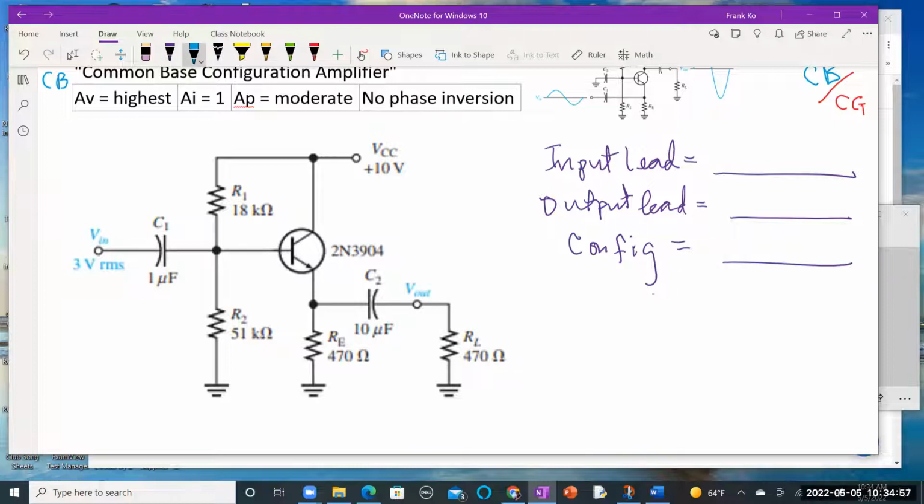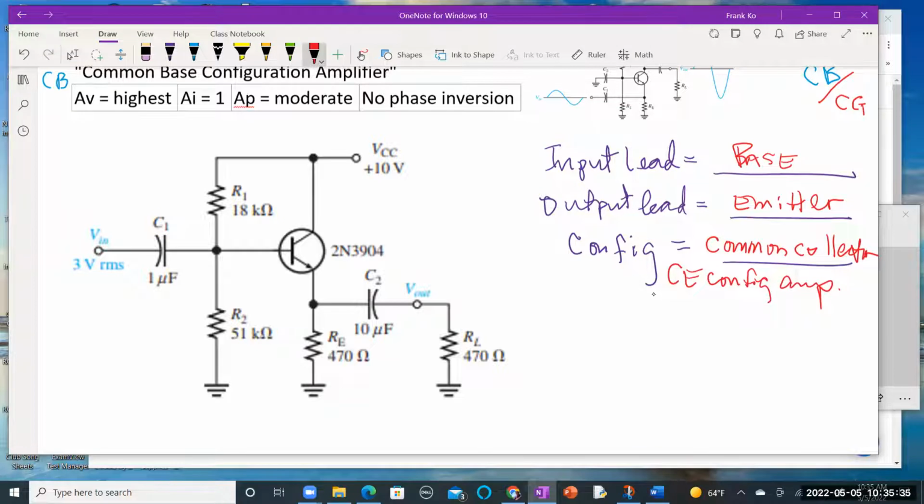The input lead is the base. Clearly, good job. Okay, base. The output lead is the emitter. Emitter, good job. And the config is the collector. Common collector. Oh, common collector. Yeah, the leftover lead is collector, you're right, but we have to name the configuration as common collector. Common collector, or otherwise known as CC config amp.